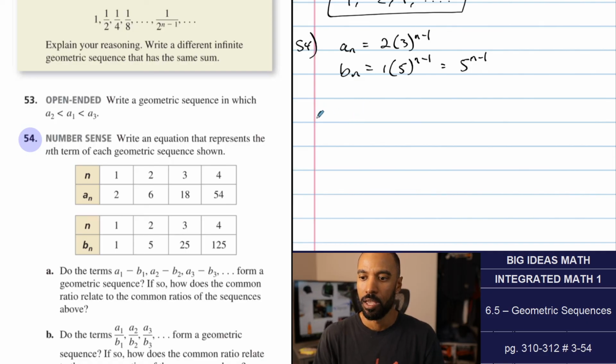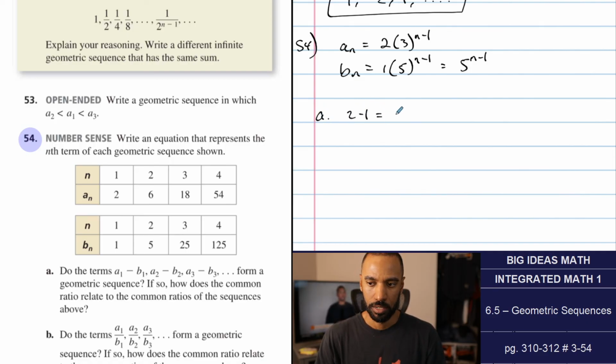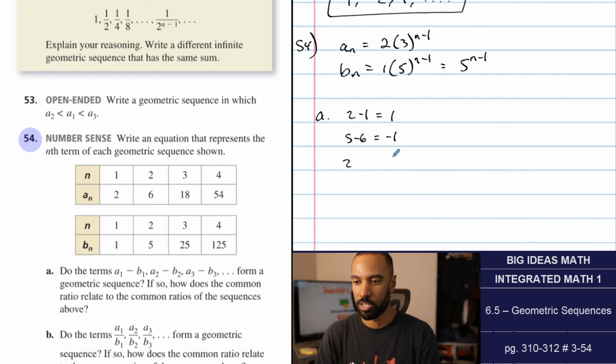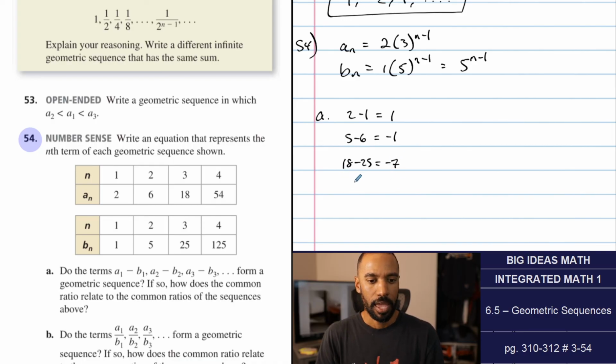If so, how does the common ratio relate to the common ratios of the sequences above? That's going to be part A. So for part A, 2 minus 1 is 1. 5 minus 6 is -1. I don't know the answer to this. 25 minus 18. Oh, wait, hold on. 18 minus 25. 18 minus 25 is -7. It's clearly not geometric. And 54 minus 125 is -71.